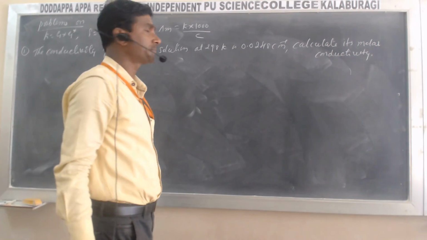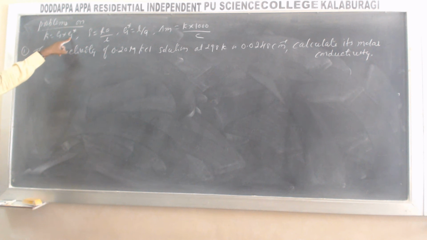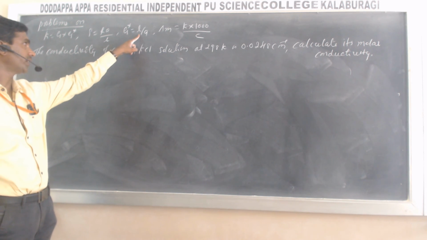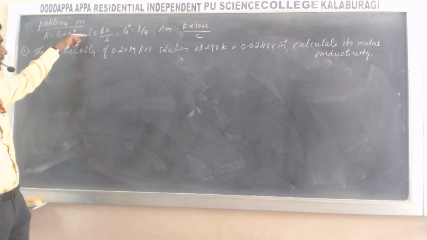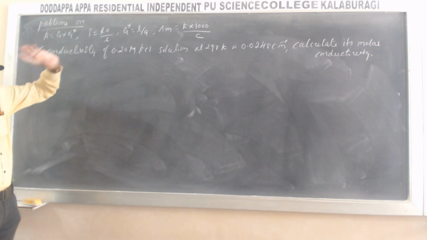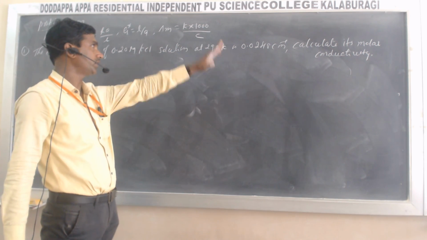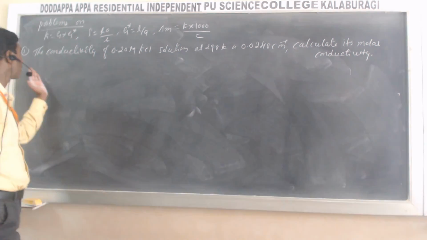The problems are based on these formulas. Conductivity is equal to G into G star. G is conductance. G star is called the cell constant, G star equals L by A. One more expression is rho, called resistivity, rho equals R a divided by L. And molar conductance is equal to conductivity into 1000 divided by C.